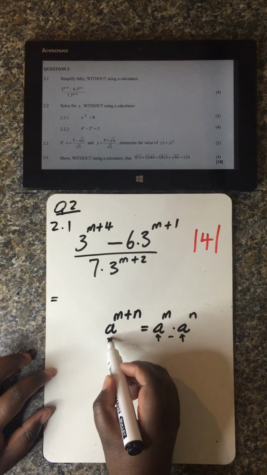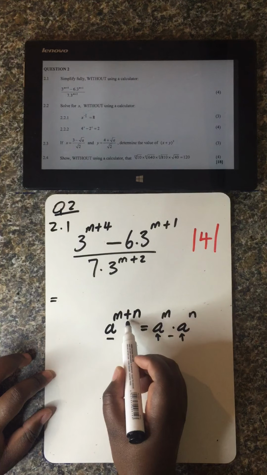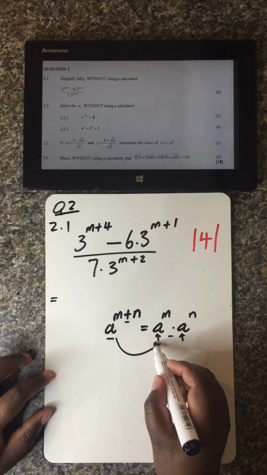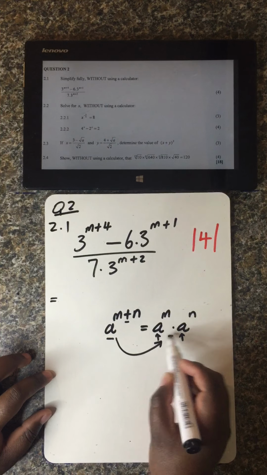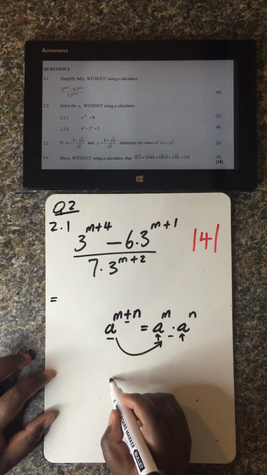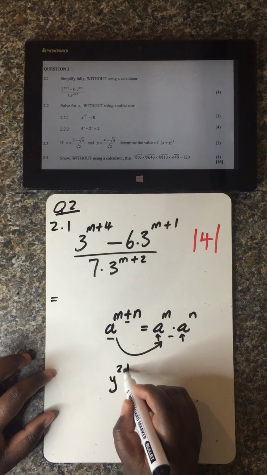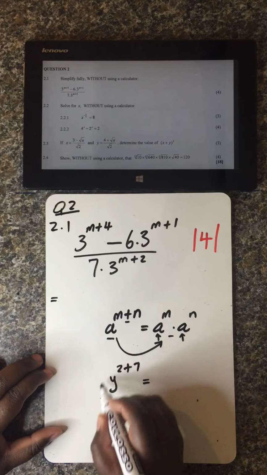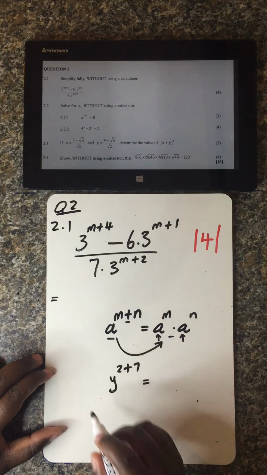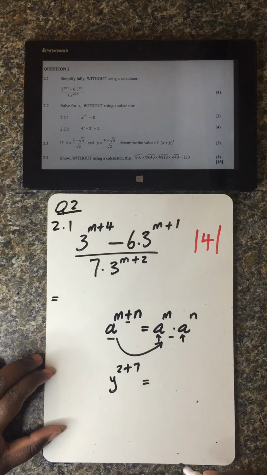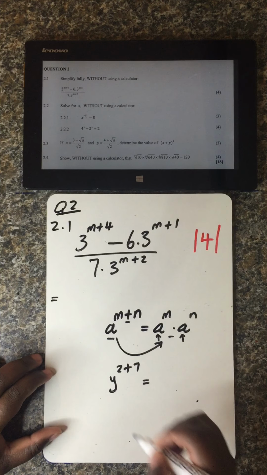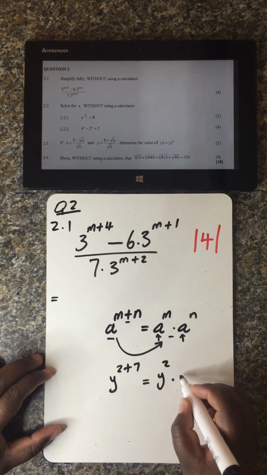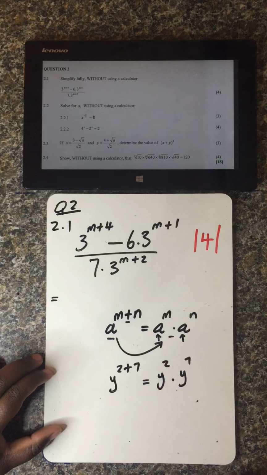But otherwise, if you have something similar to this, because you know you are adding the exponents, that means originally this was something looking like that. So if you have y to the exponent 2 plus 7 as an example, that means if you expand this, or write this in its original form, the reverse of this is the same as y to the exponent 2 multiplied by y to the exponent 7.